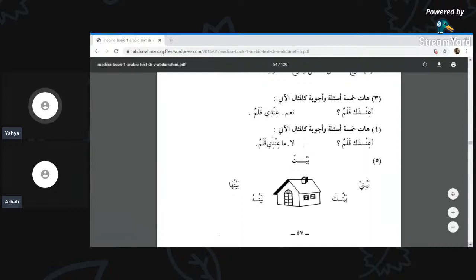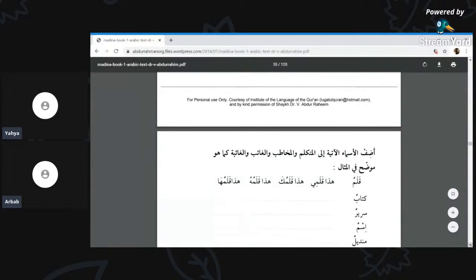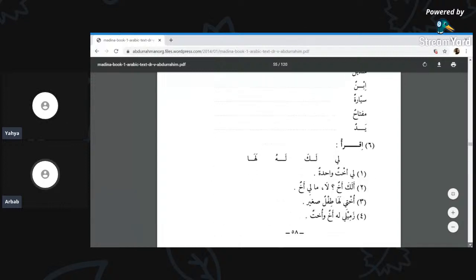Okay, and then it's showing you a diagram where it says baytun, a house, and it's showing you the word with a pronoun attached at the end. Pronoun in Arabic is damir. So bayti, when you add the ya, it becomes my house. Baytuka, when you add the kaf with the fatha, it becomes your house. Baytuhu, when you add the ha on the end, that becomes his house. And when you say baytuha, it becomes her house. Okay, and we've studied, I believe, more of these pronouns as well. If not, there'll be a lot more in Madina Book 2. Okay, any questions, akhi? No, so far, so good.